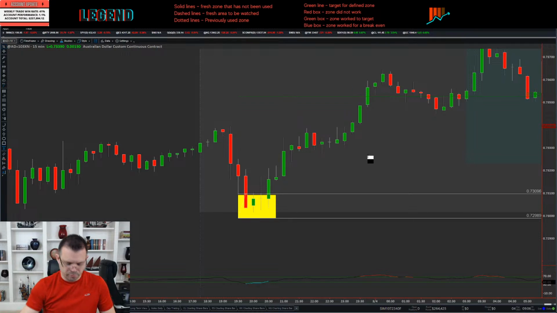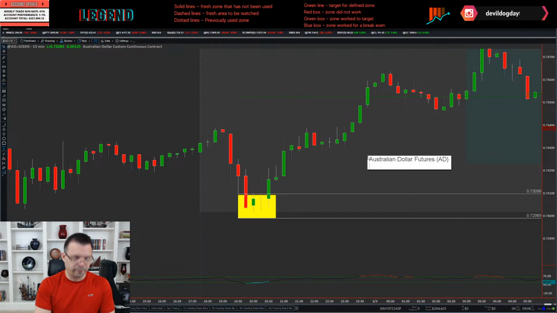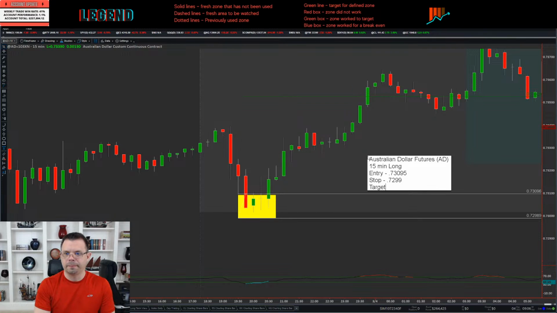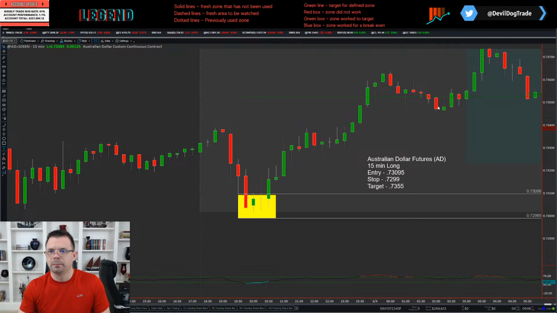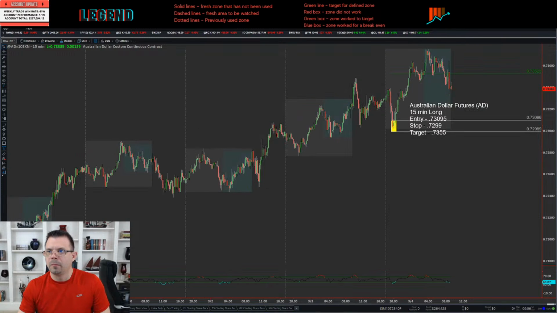Let's go set this one up. So this is Australian dollar futures. This is a 15-minute long entry, 0.73095. Stop is 0.7299, and target is 0.7355.